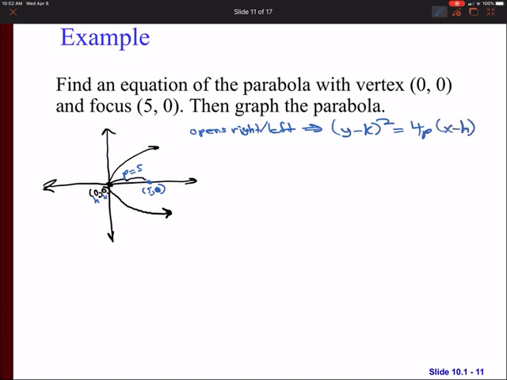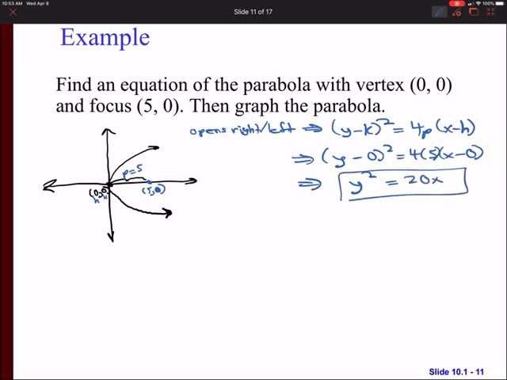So let's go ahead and write in the equation. In this problem, we're looking at y minus 0 equal to 4 times p, which is 5, times x minus h, which is 0. As we simplify that down, of course, y minus 0 is y. 4 times 5 is 20. So we get an equation of y squared equal to 20x.